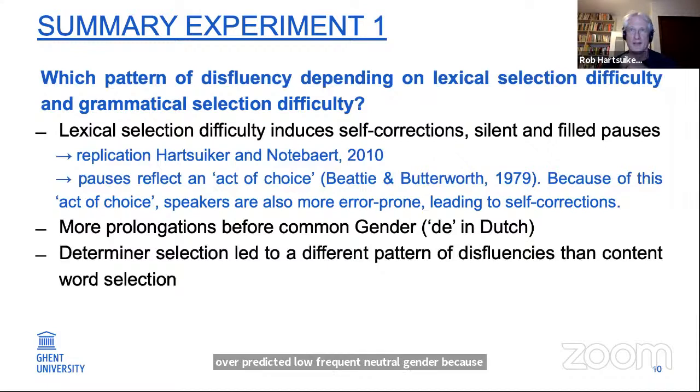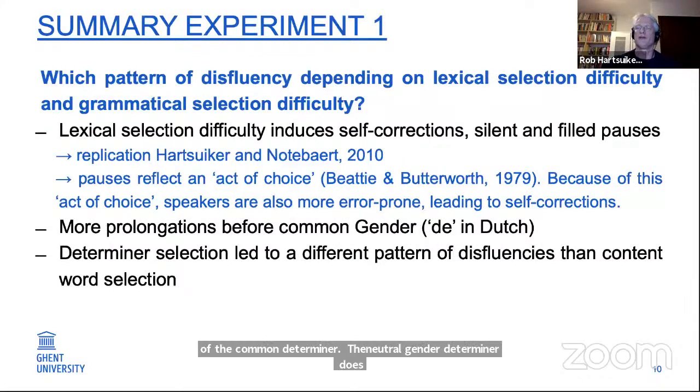Another possibility is that this has to do something with the phonological form of the common gender determiner. De lends itself quite well for prolongation. You can say de, but het, the neuter gender determiner, does not lend itself well for prolongation because it ends with a stop consonant. So you cannot prolongate het.